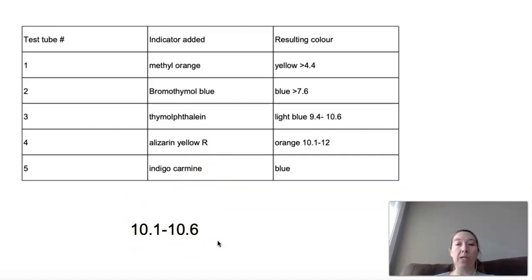So this is how you use indicators. It's not a super accurate thing. It's not like I can add an indicator and get an actual number, but I can definitely try to narrow down a pH by using a variety of indicators, okay? So yeah, that is basically your acid-base solution unit.